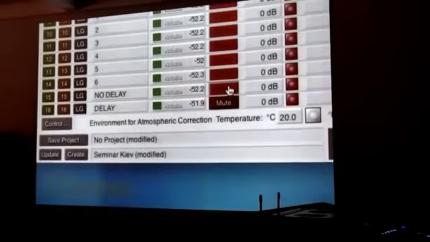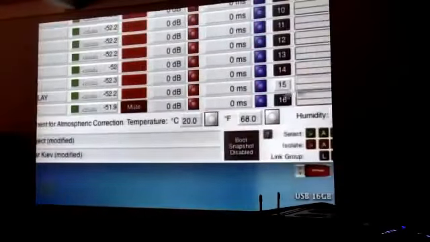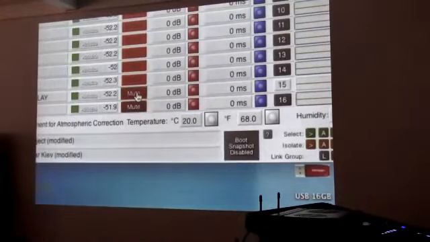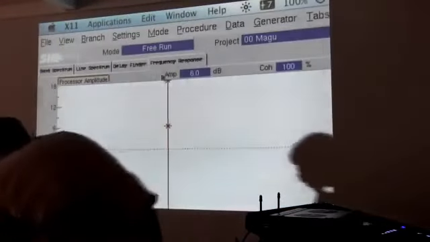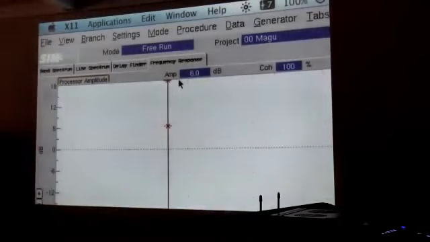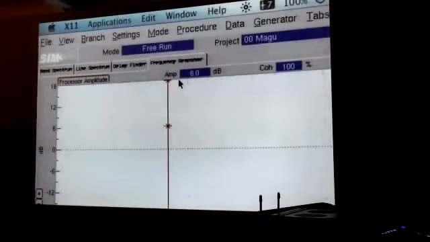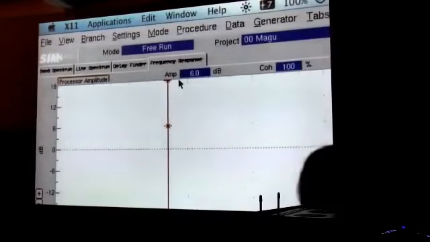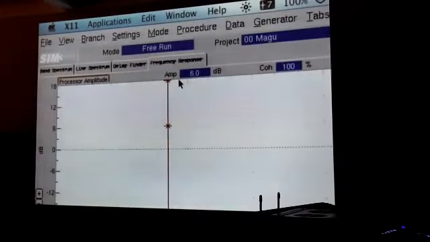If I play the two channels, this is no delay, what will be the level? Plus 6. Because it's the same signal. It's a correlated or coherent situation.